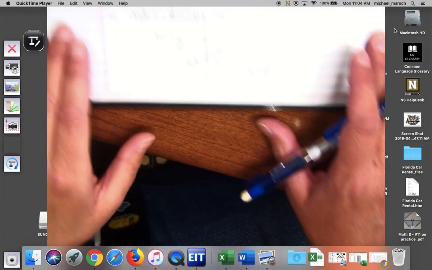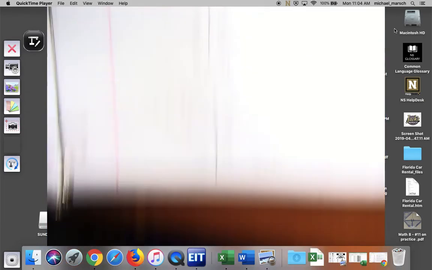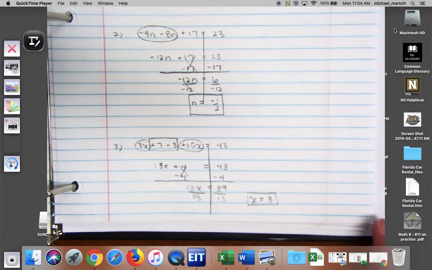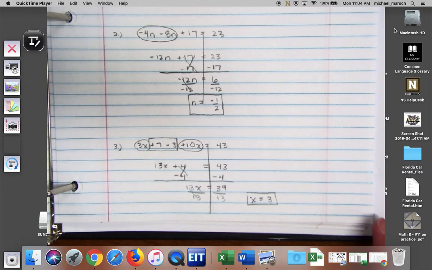Oops, that doesn't look good. Hold on. I don't know what is going on with the lighting here. Let me try this. That's a little better.